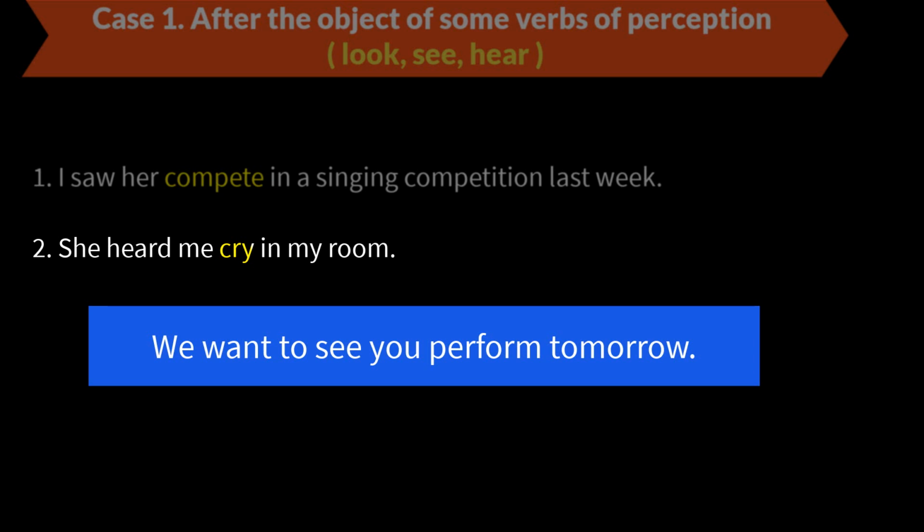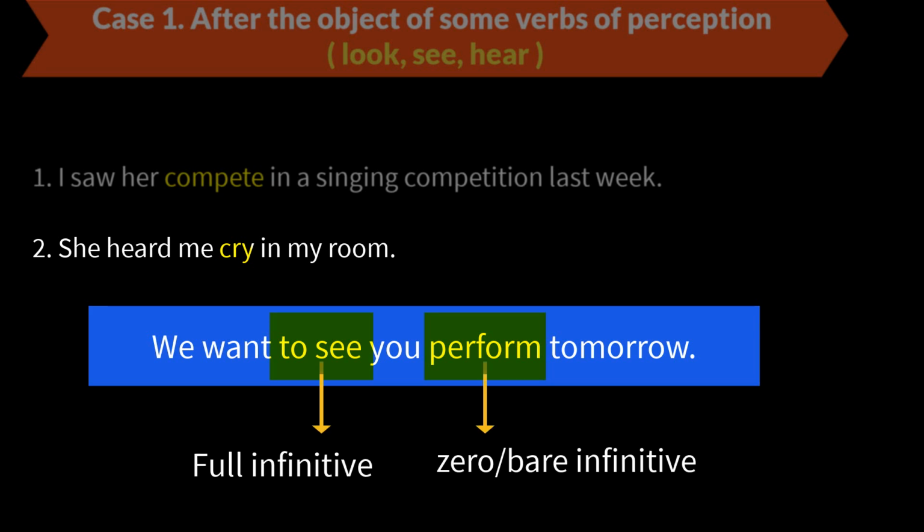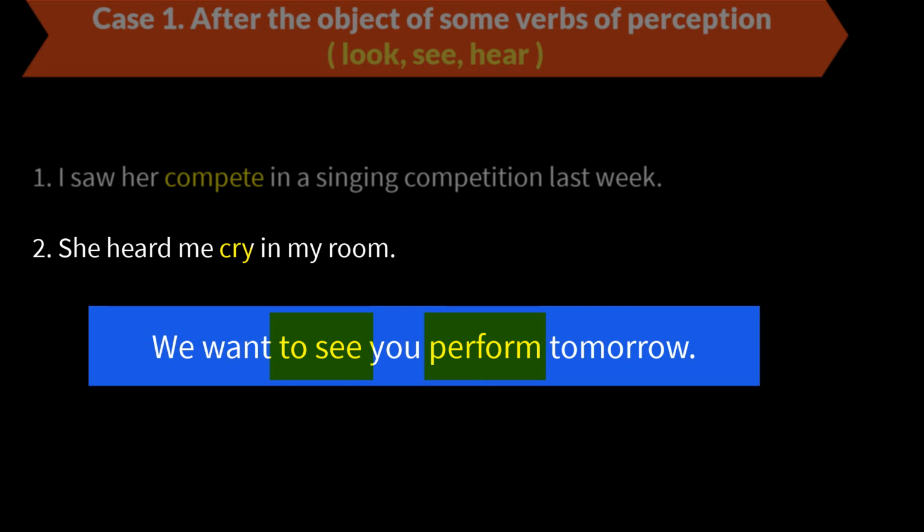All right, I hope you guys have done it. Let's do it together now. We want to see you perform tomorrow. What is the infinitive here? Guys, we have two infinitives here. One is the full infinitive and the second one is the zero infinitive. To see is the full infinitive. How? We want what? You always want something or somebody. What do we want here? We want to see. So to see is working as an object of the verb want, is working as a noun. I want to see, a full infinitive. I want to see you perform tomorrow.